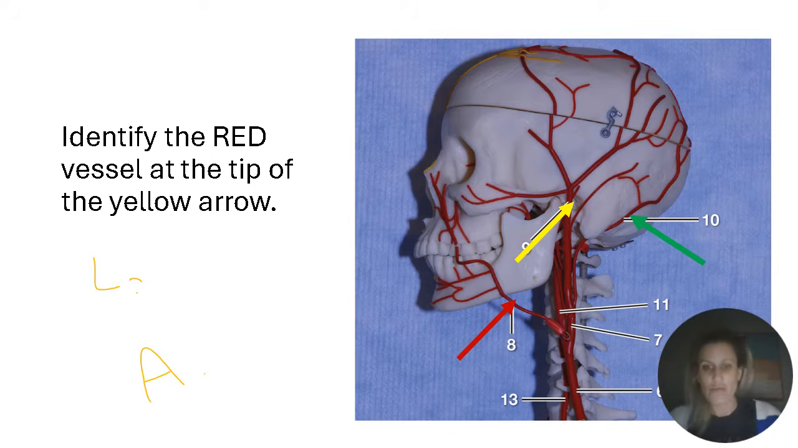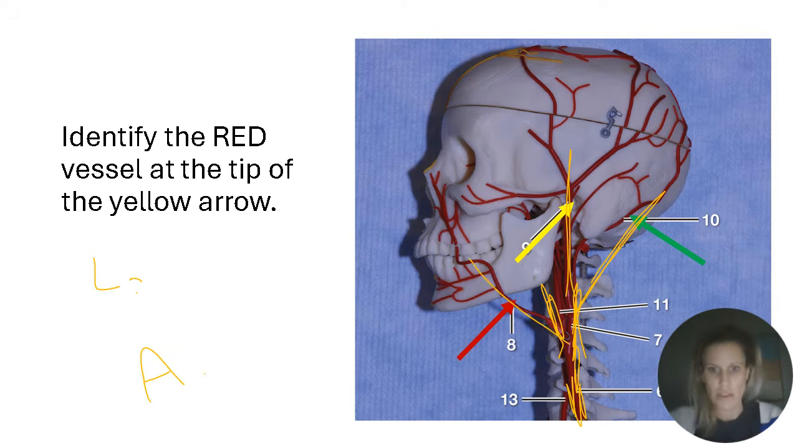Coming up the neck, remember we have the common carotid artery down here, and the common carotid artery right about this level splits into the external carotid out here, and then the internal carotid is going to go deeper up inside the skull. So the external carotid has three main branches out here that we're going to have to identify on the lab practical. This is asking for the one that's at the tip of the yellow arrow. So this vessel right here that's coming up over the temporal bone is the superficial temporal artery.